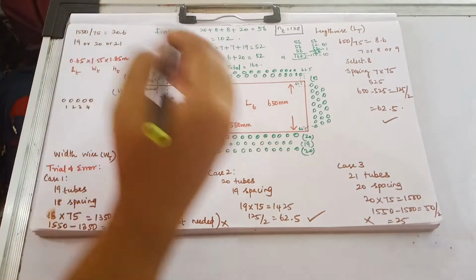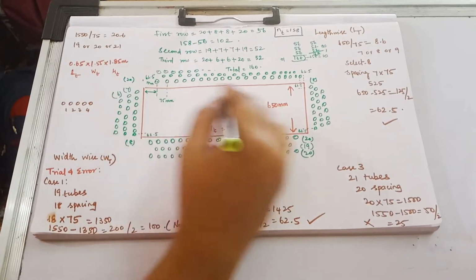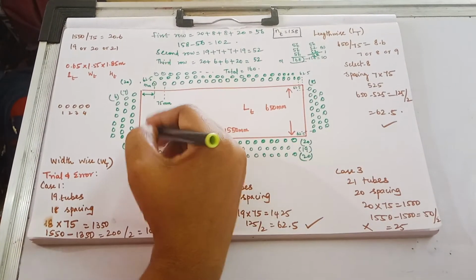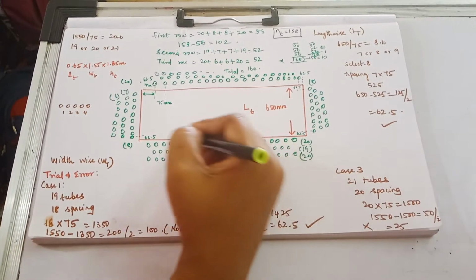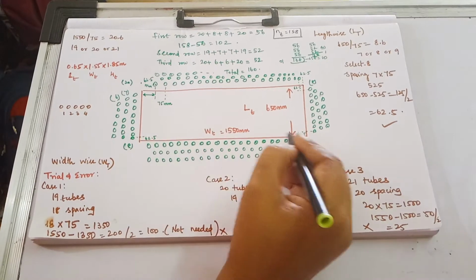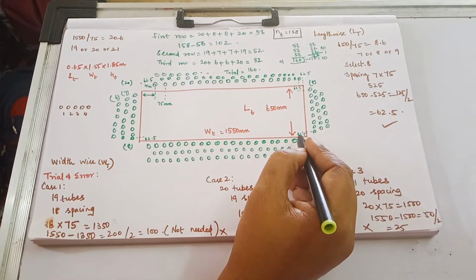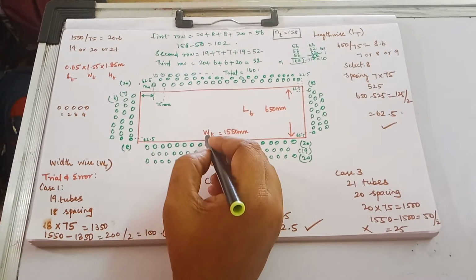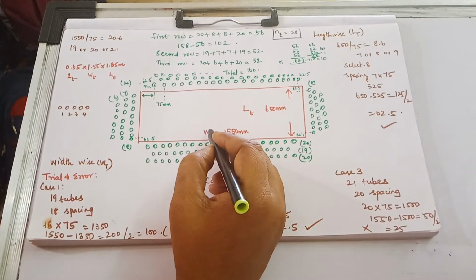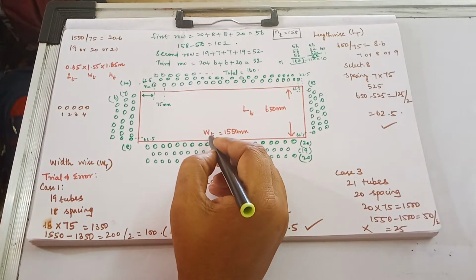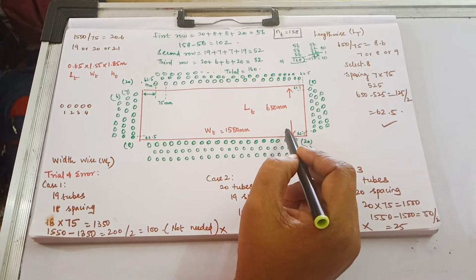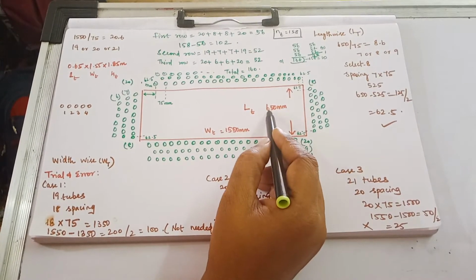Okay, so first I am drawing this diagram. This represents the transformer tank. This is the top view of the transformer tank. This side is the width of the tank, and this is the length of the tank. I have represented everything in mm.